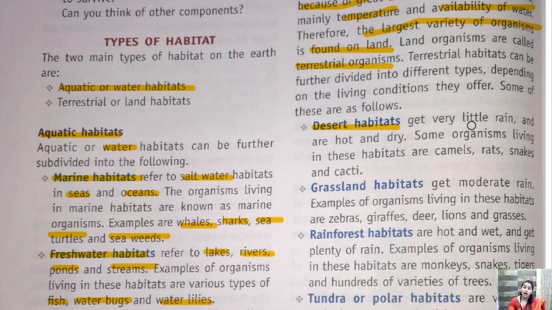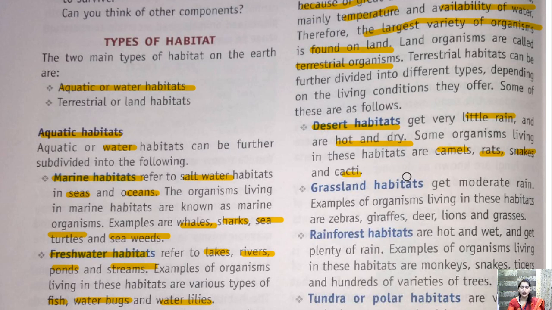There is very little rainfall there. And the temperature is very hot and dry. Isn't it? We even cannot survive there for a longer period of time. But there are some animals that survive in a desert area, like camels, rats, snakes, and cacti plants.